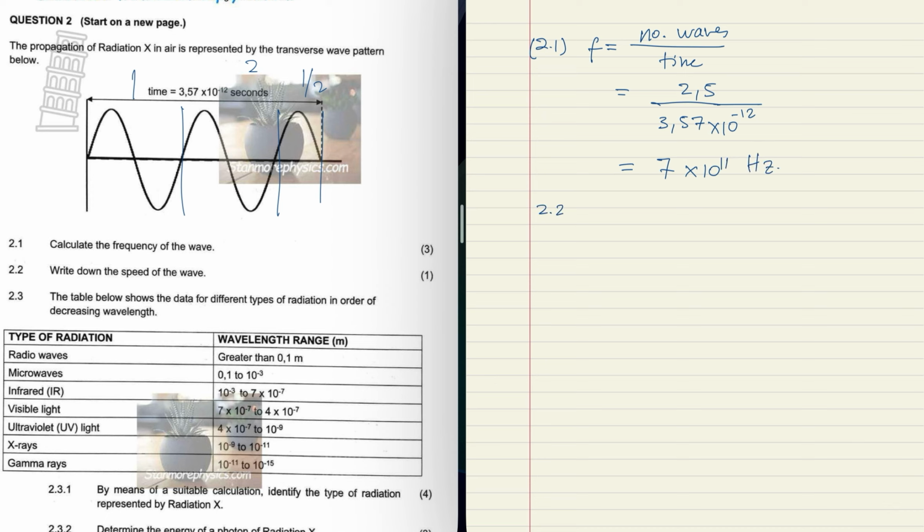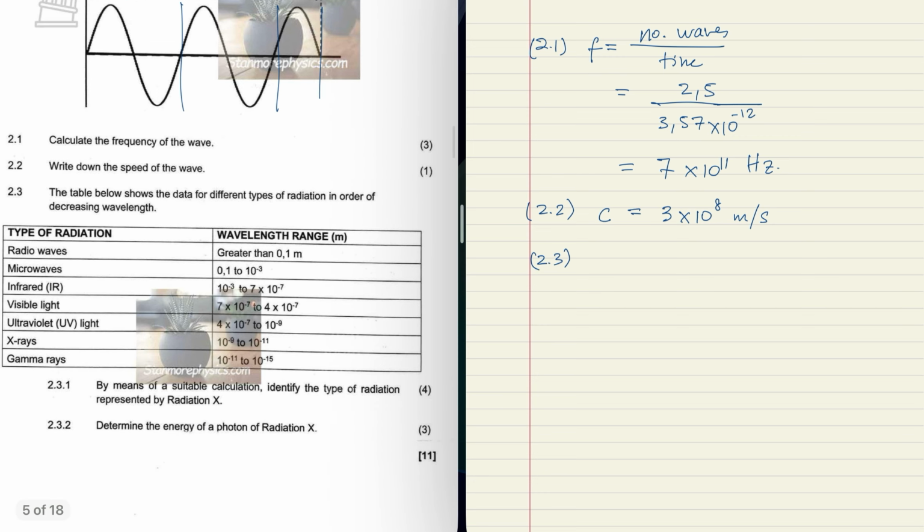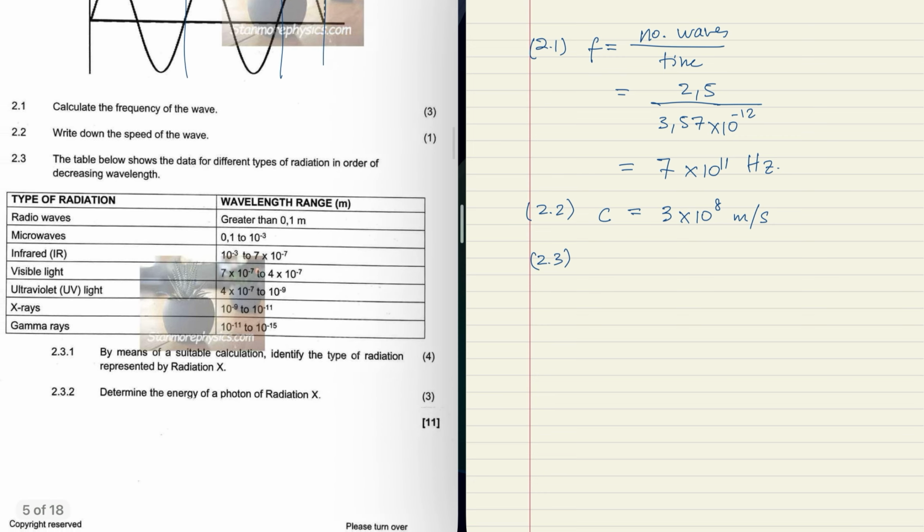Question 2.2, write down the speed of the wave. So this is radiation, and all EM radiation moves at a constant speed c, and that's going to equal 3 times 10 to the power 8 meters per second. Question 2.3, the table below shows the data for different types of radiation in order of decreasing wavelength. Question 2.3.1, by means of a suitable calculation, identify the type of radiation represented by X.